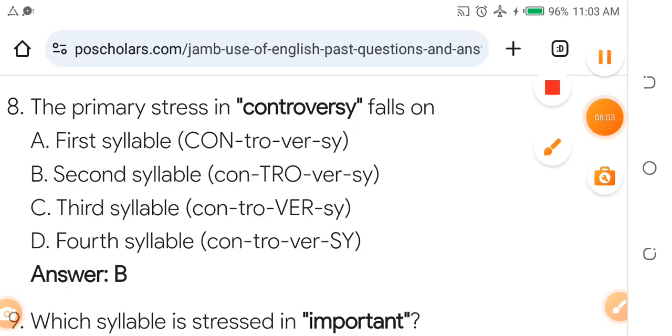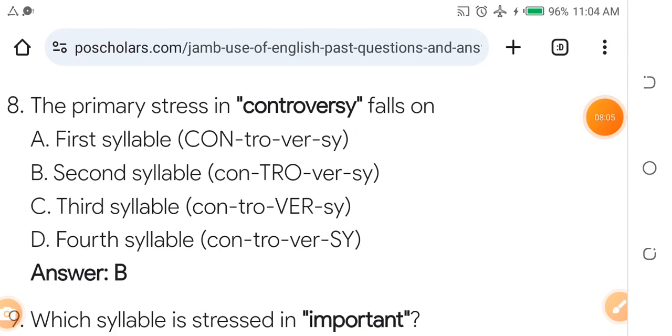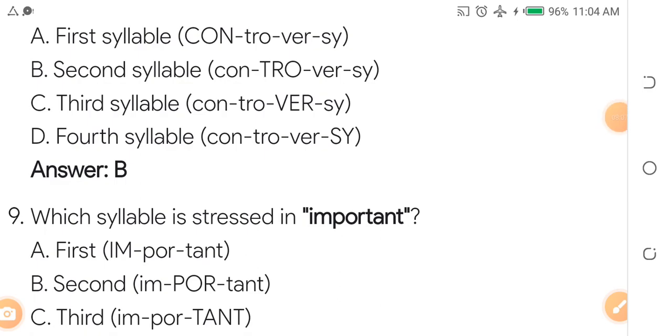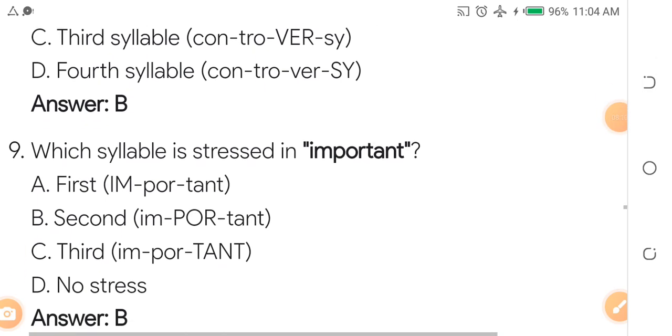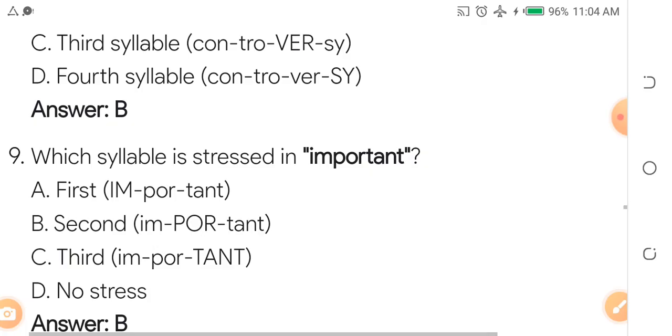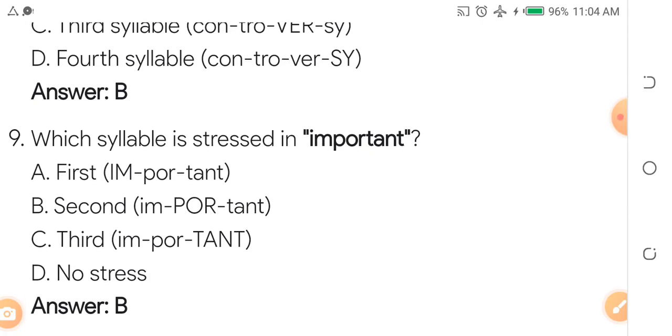I hope you are following. Okay. Question number 9. Which syllable is stressed in important? Is it A. Important? Is it B. Important? Is it C. Important? The answer is B. The B is the stressed syllable.